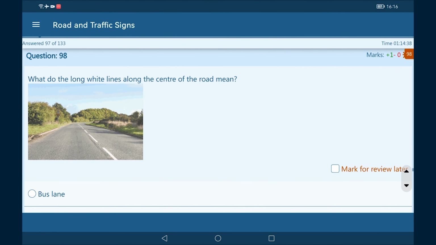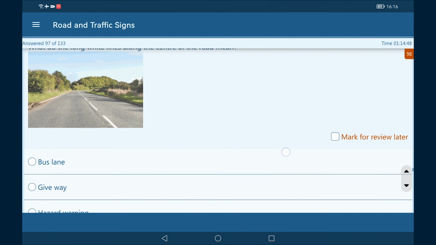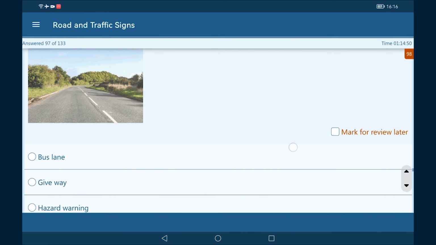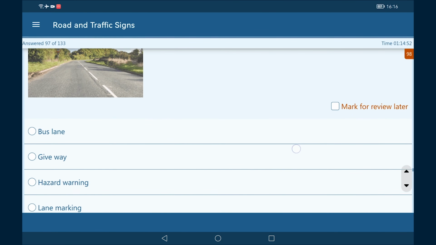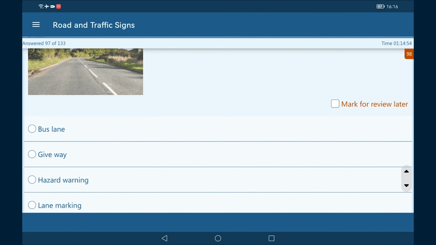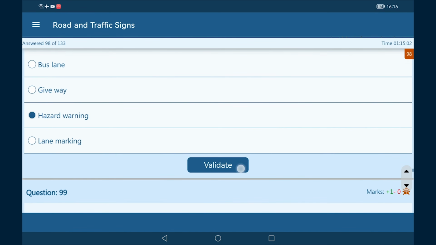Question 98. What do the long white lines along the center of the road mean? Option 1, bus lane. Option 2, give way. Option 3, hazard warning. Option 4, lane marking. The correct answer is Option 3, that is, hazard warning.